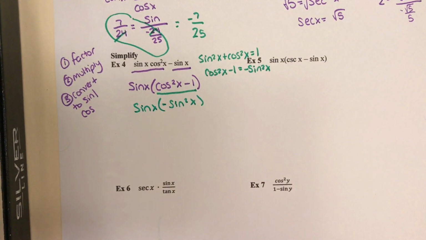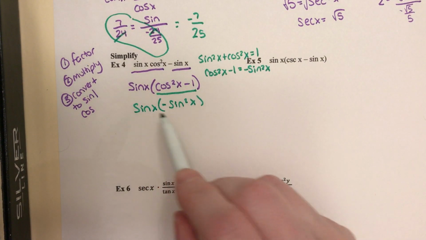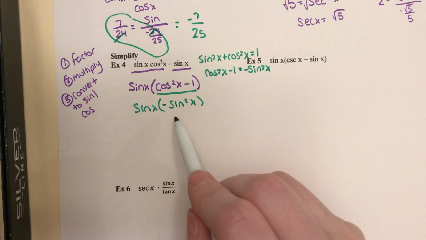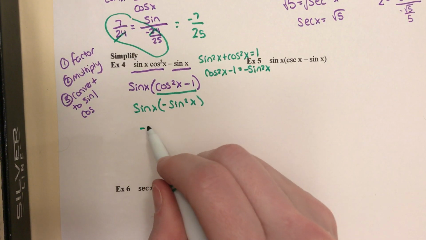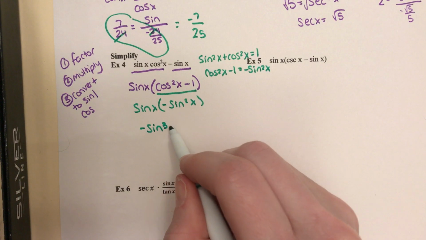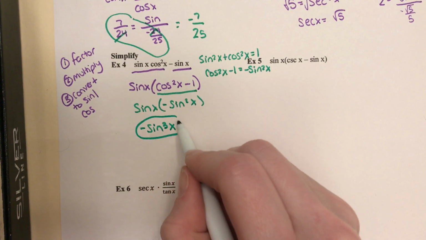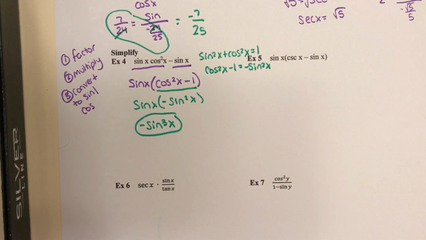So if I bring down that sine of x out in front, I can multiply these together. That now means there's 3 of them, so negative sine cubed of x. So you're done when you've gotten it down to one trig function, or as simplified as you can.